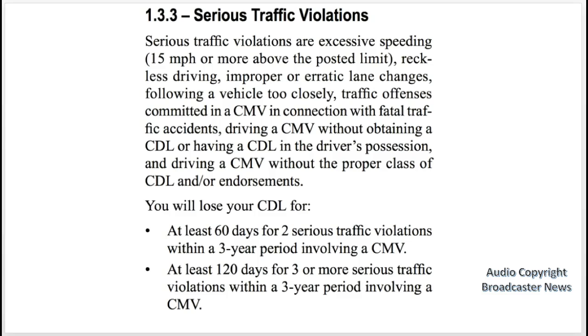Now, you will lose your CDL for at least 60 days for 2 serious traffic violations within a 3-year period, or at least 120 days for 3 or more serious traffic violations within a 3-year period.